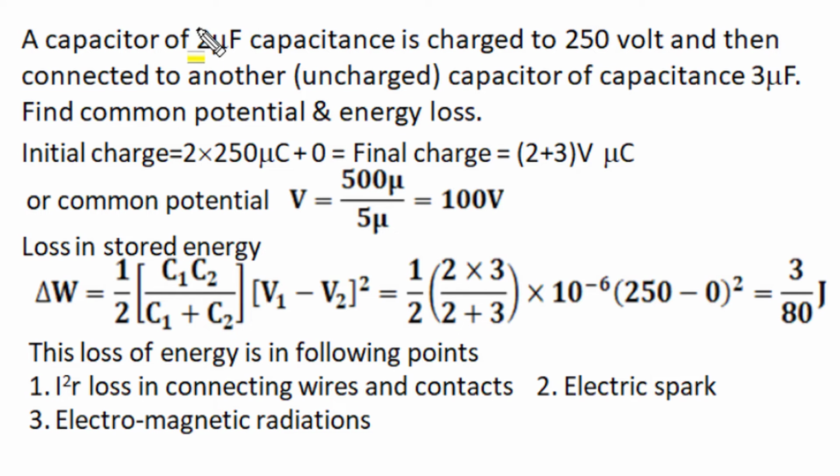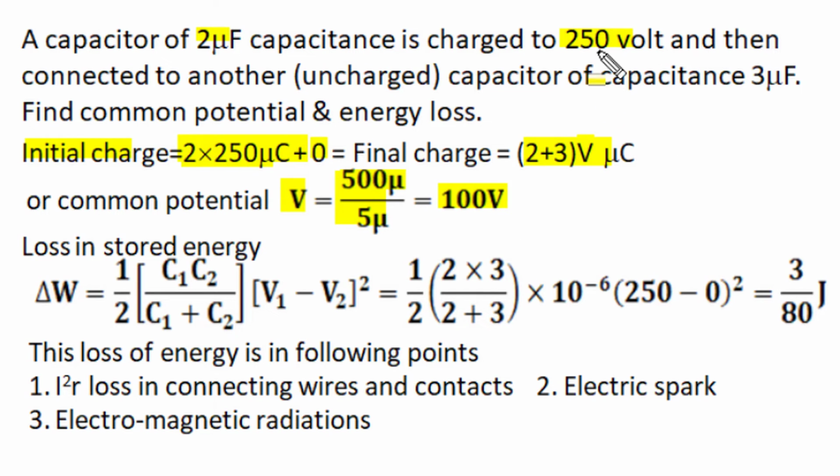So initially the 2 microfarad capacitor with 250 volt has Q equal to CV, 500 microcoulomb charge, the second is uncharged, so the total initial charge is 500 microcoulomb. Finally, if the common potential is V and the two capacitors have equivalent capacitance 5 microfarad, then it is 5V microcoulomb charge, and from this charge conservation relation 500 microcoulomb becomes 5V microcoulomb and the common potential comes as 500 micro divided by 5 micro, that is 100 volt.